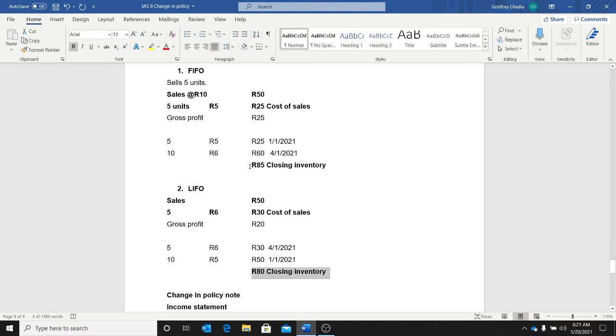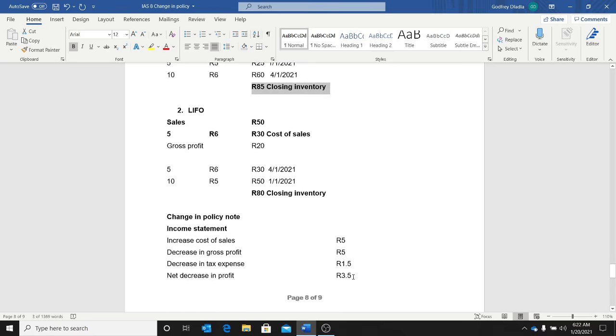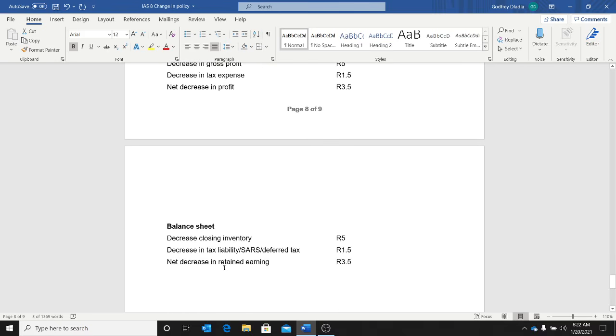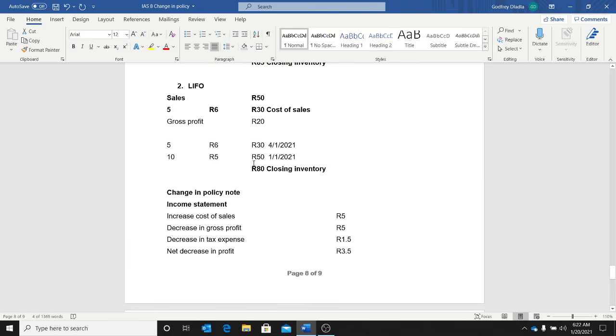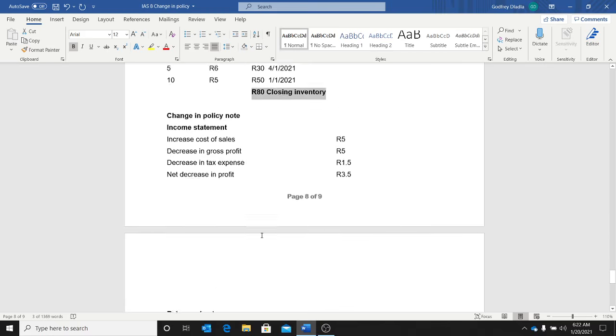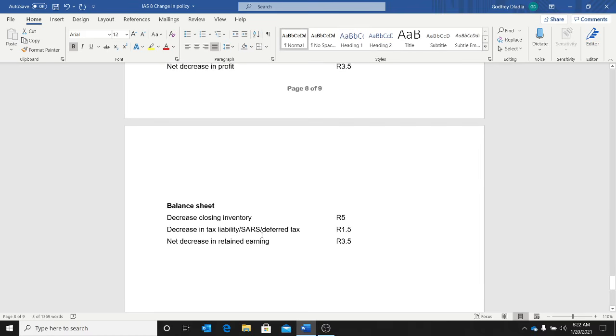So how much do I need to decrease this figure by? The 85 by 5. I must decrease the inventory by 5 so I can get to 80. If I decrease it by 5, I will be here. Right. Now, that is my change in terms of inventory.